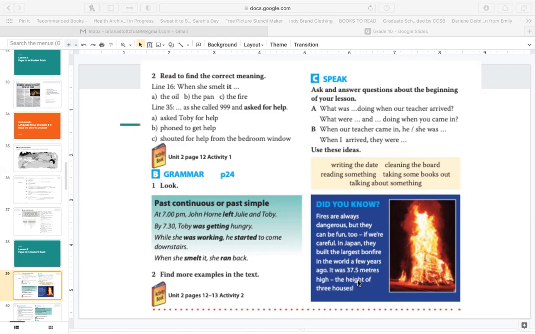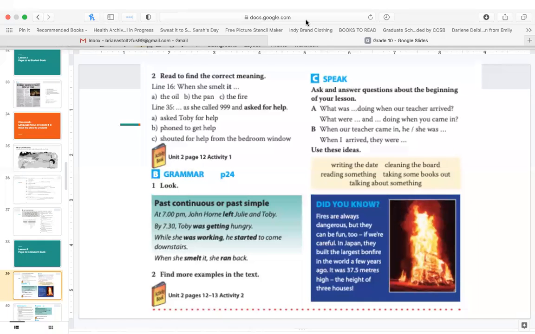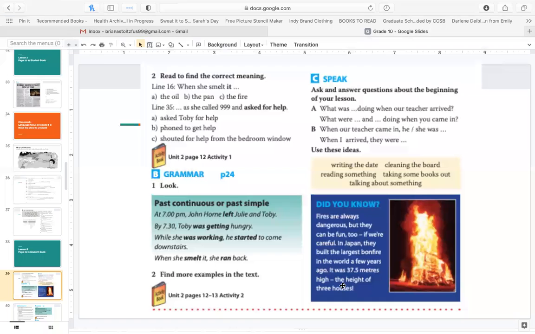That's so crazy. So in Japan, they built a large fire. 37.5 meters is like 3 houses on top of each other. Now, repeat after me. Did you know? Fires are always dangerous, but they can be fun too, if we're careful.